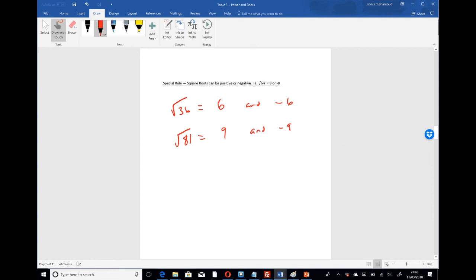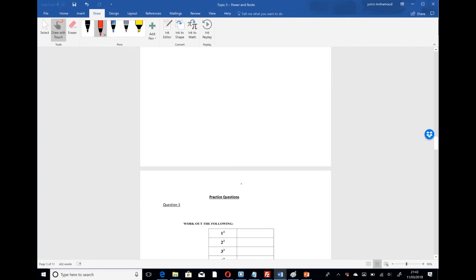So now that we have gone through all the rules of powers and roots, you're now ready to do the practice questions. So go through all the questions, and once you're done, feel free to do the powers and roots quiz and see how well you do. Good luck.